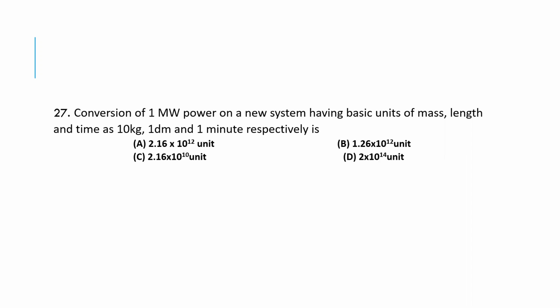Next question is conversion of 1 megawatt power on a new system having basic units of mass, length and time as 10 kg, 1 dm and 1 minute respectively. So here mass is given as 10 kg, length is given as 1 dm and time is 1 minute. So we need to convert 1 megawatt power. How to do this?